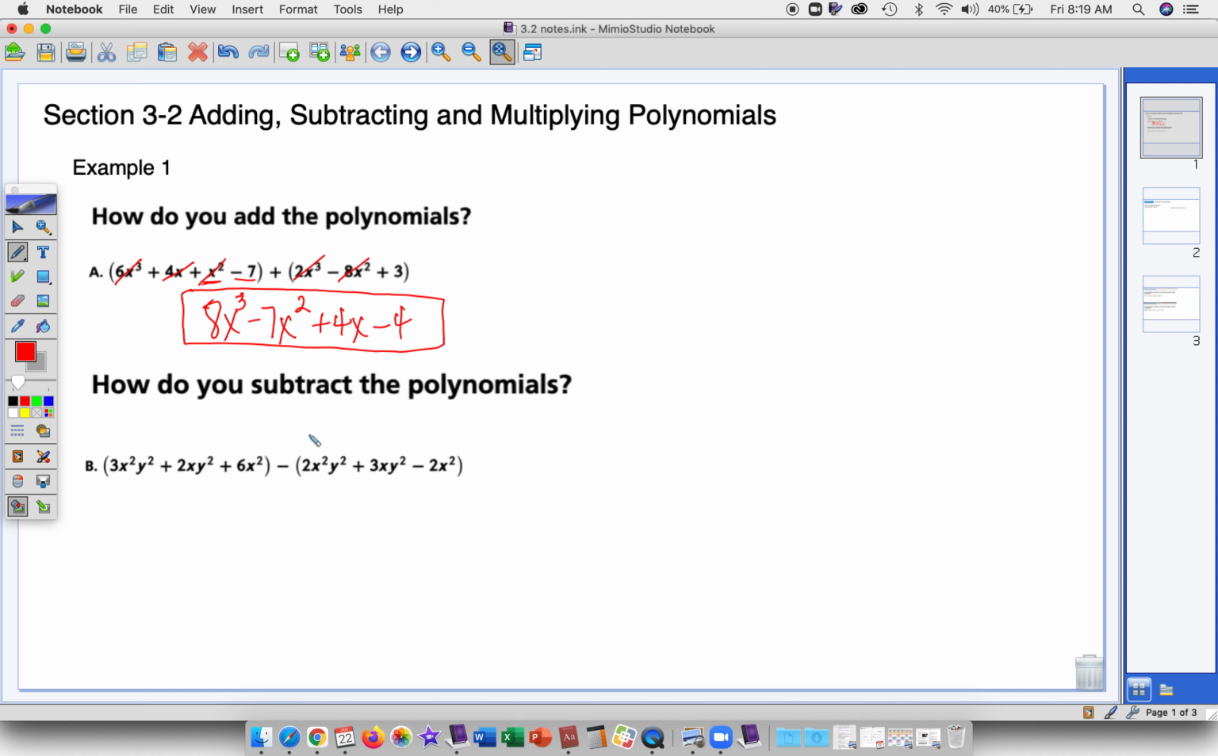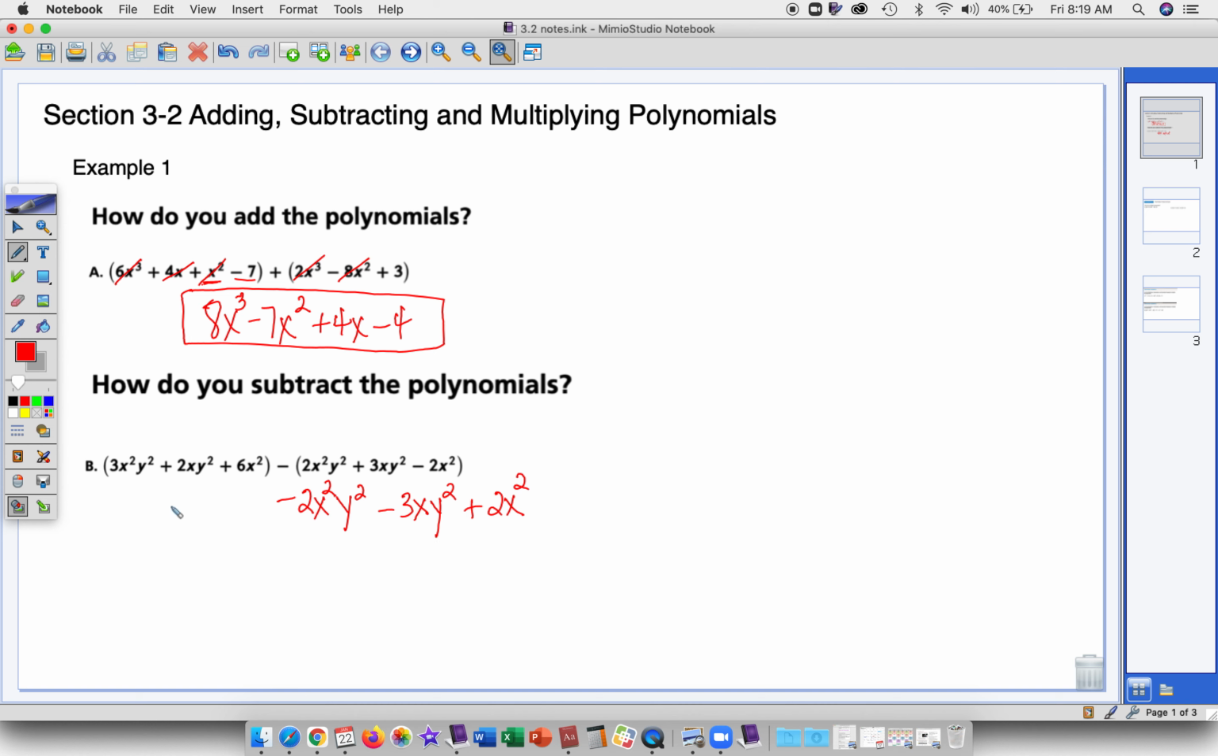Now, subtracting. When we subtract one polynomial from another, we need to remember to change all of the signs. So that's the first thing I'm going to do. I'm going to go through and distribute that negative sign. So I have minus x squared y squared, minus 3xy squared and plus 2x squared.